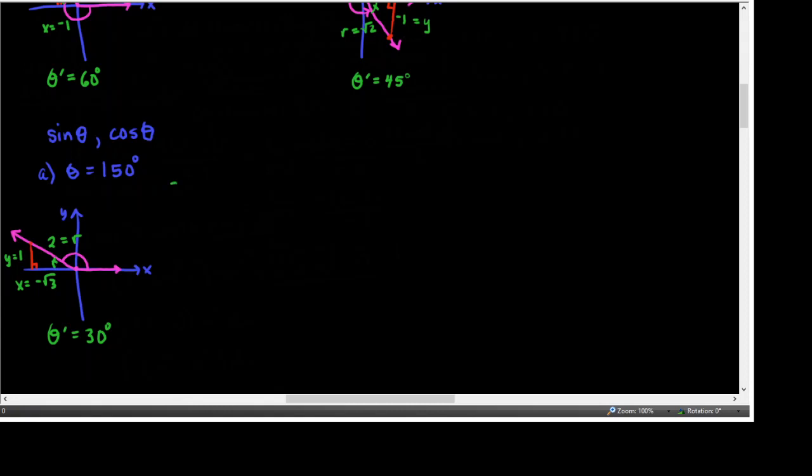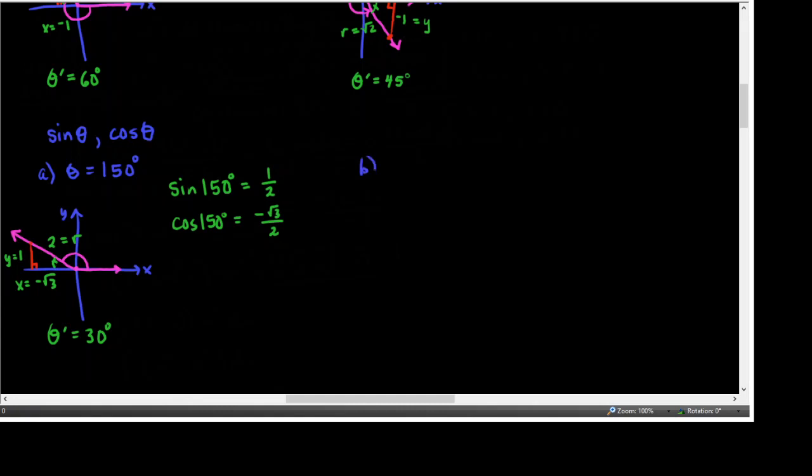Okay, so the sine of 150 degrees is y, 1, over r, 2. The cosine of 150 degrees is x, negative square root of 3, over r, 2. Okay, we're done with that one.